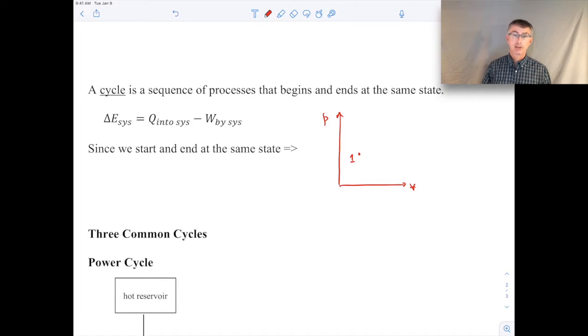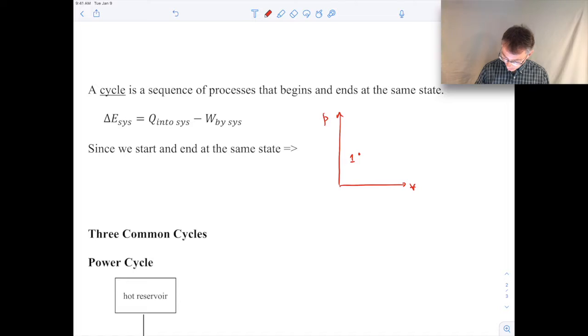Now, one thing that's important to keep in mind is that properties are only a function of the current state. They have no history dependence. Heat and work depend on the history. They're path dependent. Properties are not path dependent. So when we're at state 1, all the properties are exactly the same. If we go from state 1 to some other state and then back to state 1 again, when we come back to state 1, the properties will be exactly the same as they were when we started there.